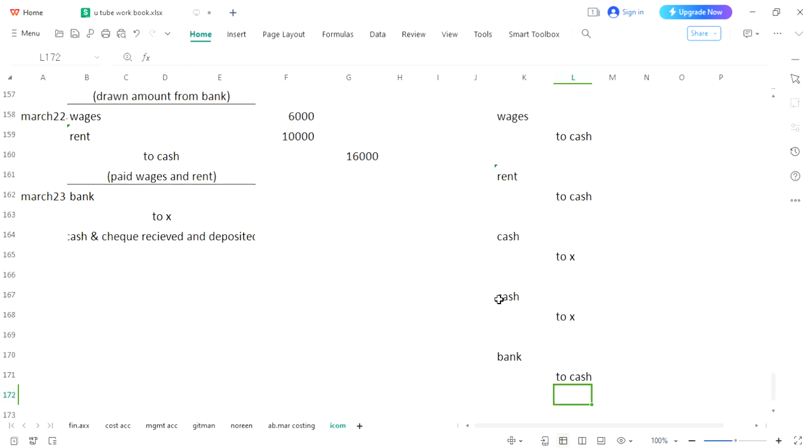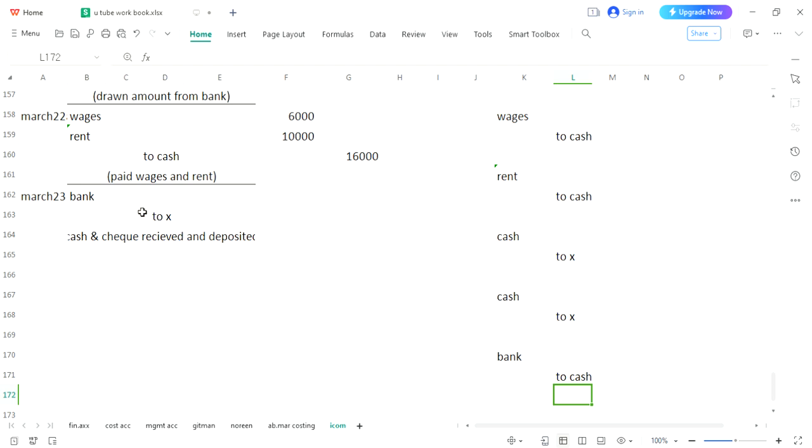Okay, please spare some time to understand. You may write this entry as bank to X, or you may write cash to X for cash, cash to X for check, and then both have been deposited into the bank. Now look at this. Cash was debit, and cash is credit. The effect of this cash has been cancelled, and what has been left? Just bank to X, and the same entry we have written: bank to X.